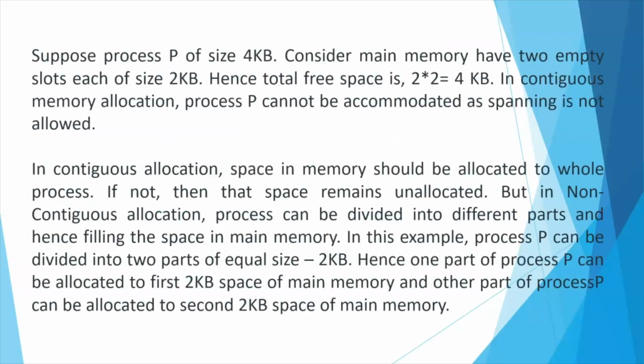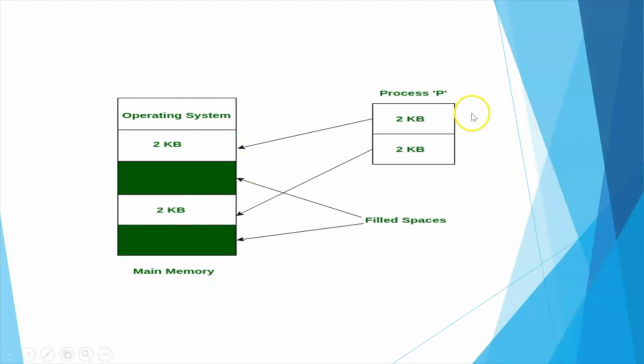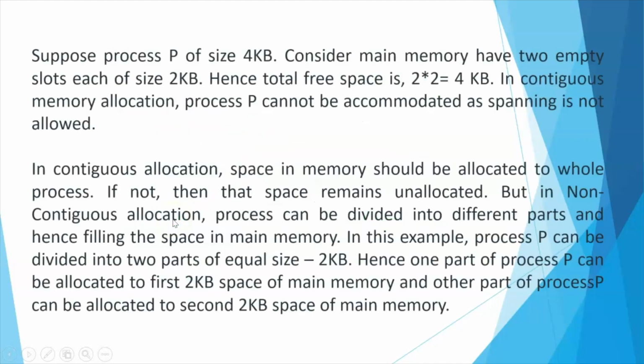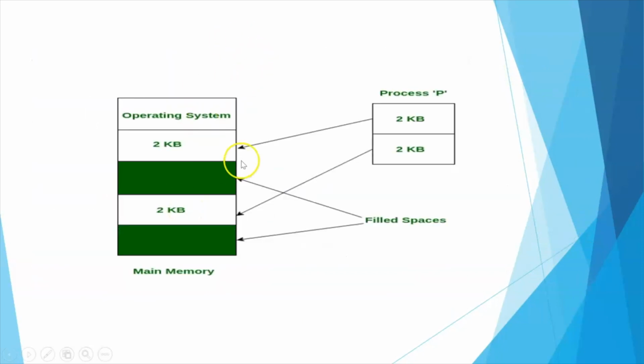For example, suppose process P of size 4 KB. Consider main memory has two empty slots, each of size 2 KB. Hence, total free space is 4 KB. In continuous memory allocation, process P cannot be accommodated as spanning is not allowed. Here, the process is of size 4 KB, which is divided into 2 KB parts. But in continuous memory allocation, we cannot allocate this process into this memory. But in non-continuous memory allocation, this can be allocated into different parts of the memory.